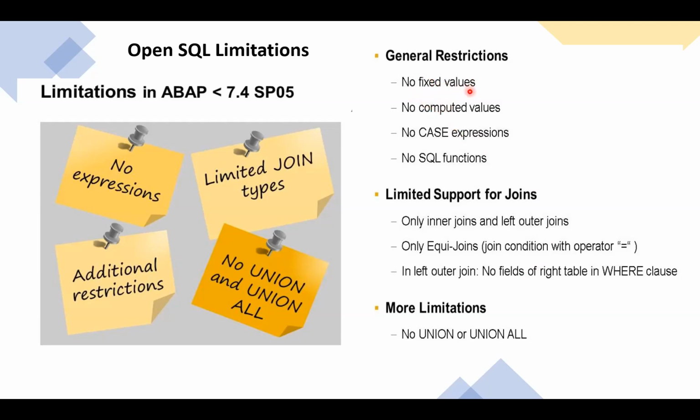And general restrictions: no fixed values. When I say no fixed values from the database, while writing a select query, we can't fix some value without a field name, and we can't provide an alias name to that. But they are all possible with the 7.4 syntaxes. No computed values in the select query itself. We can't do any arithmetic operations, plus or minus. But in today's SQL, we are able to do it.